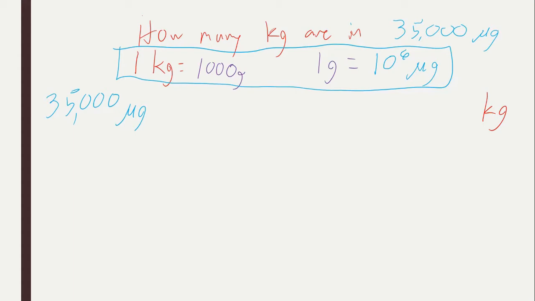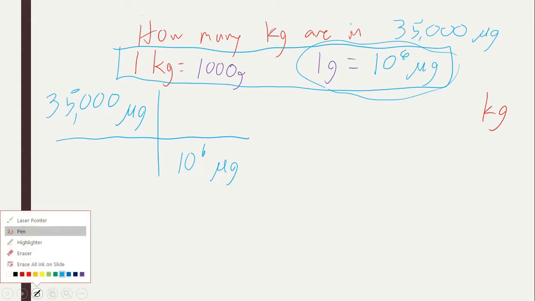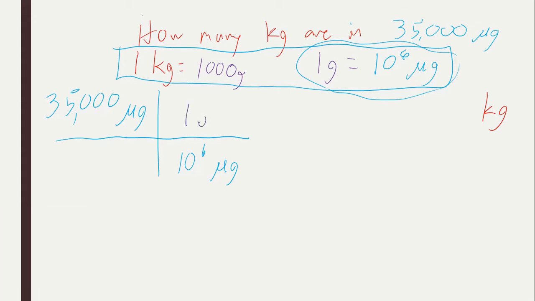So of these two, the first one we're going to use is the one that gets rid of micrograms. So we want micrograms in the denominator. So 10 to the 6 micrograms will go in the denominator, and 1 gram will go in the numerator. So that gets rid of micrograms. Right now, the unit that is standing is grams, and we want kilograms. So that's not great, but we did get rid of micrograms. So that's a step in the right direction.